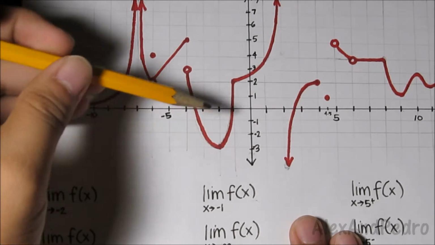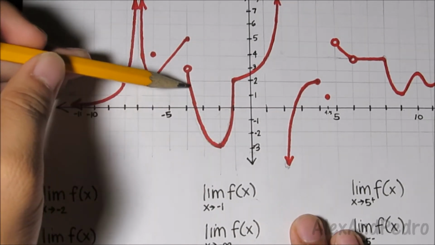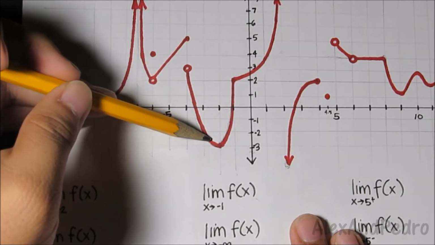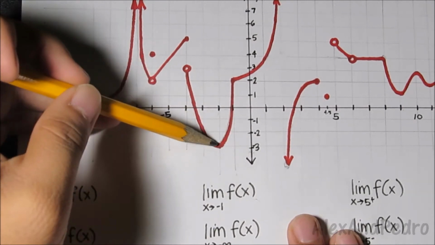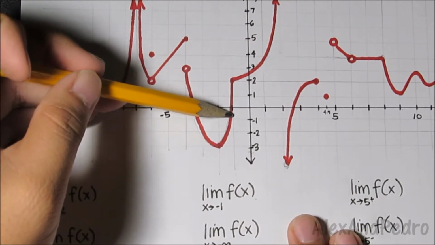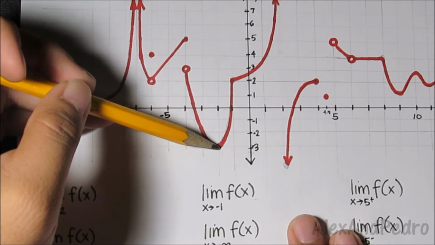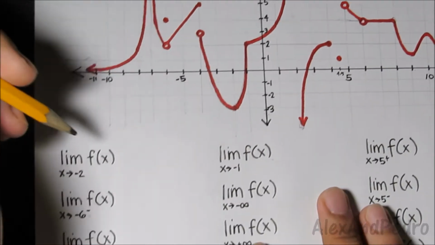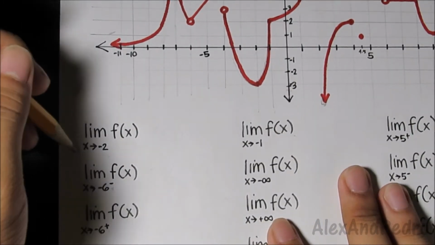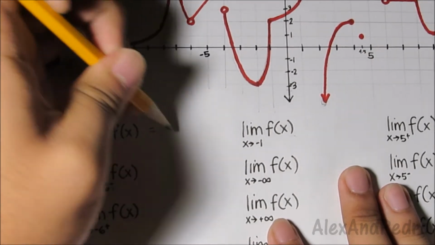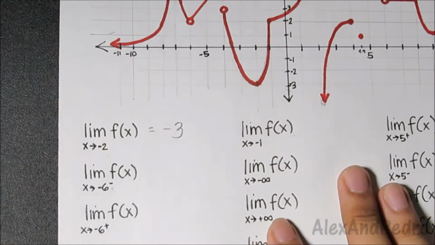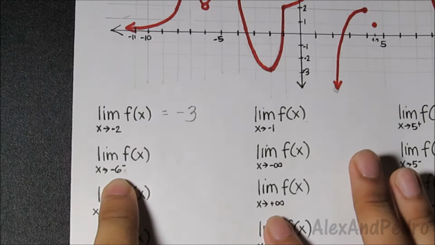So, this is negative 2. Okay, from the left, it approaches this value, negative 3. From the right, it also approaches negative 3. So therefore, the limit of f of x as x approaches negative 2 is negative 3. That's great. How about the next one?